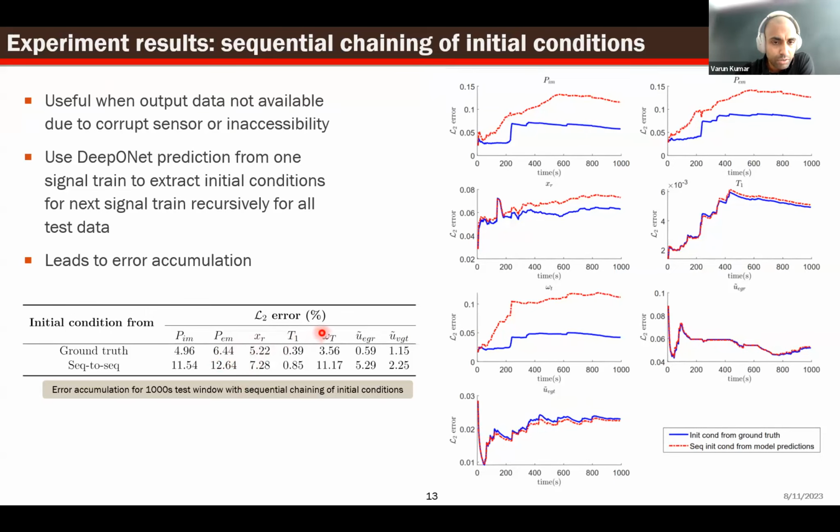And this table shows the comparison between the error we had when the initial condition comes from the ground truth, and once we have sequence to sequence chaining of the initial condition, the amount of error we see. So we do see higher error, up to 12% for the output space PEM. But that's something that we can work on, and we can try to improve that as well.